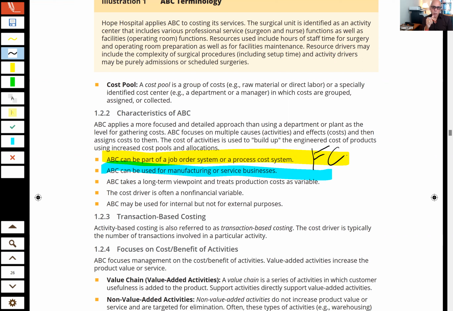Hospitals are probably entities that would want to use an activity-based costing system because of the various departments, and different departments have different resource needs than other departments. Surgery is going to have different needs than, say, the outpatient part of our hospital.